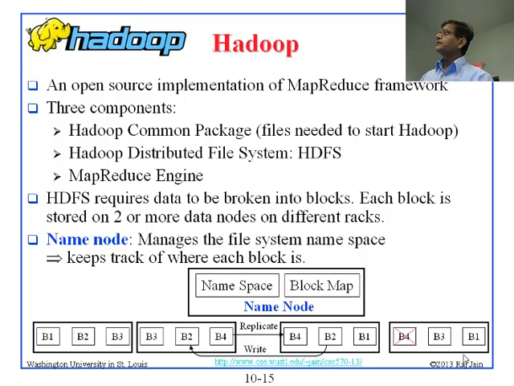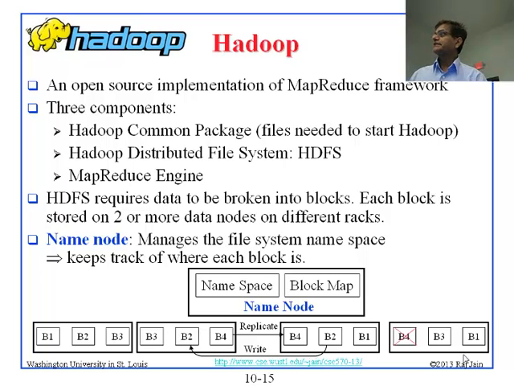So Hadoop is an open source implementation of the MapReduce framework, and basically it consists of three parts. There is a common package, which has all the files we need to start Hadoop. Then there is a distributed file system, which I'm going to describe in a minute, and then the MapReduce engine, which I'm going to describe one more time in a little bit more detail.